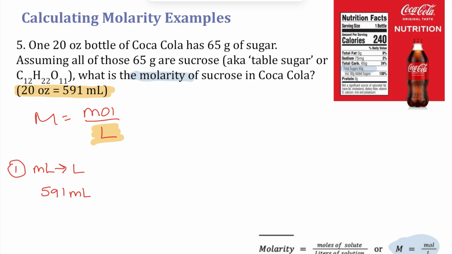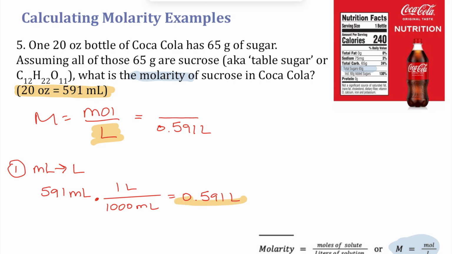591 milliliters. And we can use our conversion factor from our periodic table. 1,000 milliliters are in 1 liter, so we're dividing by 1,000. I get 0.591 liters. And that I can plug into the denominator of that formula. So I found my liters by doing that conversion.